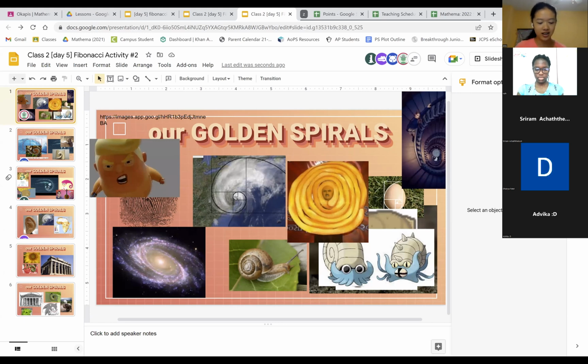If you guys find examples of the golden ratio or golden spiral in your day-to-day life, you can take a picture of it and post it on the Google Classroom if you feel inclined to do that.